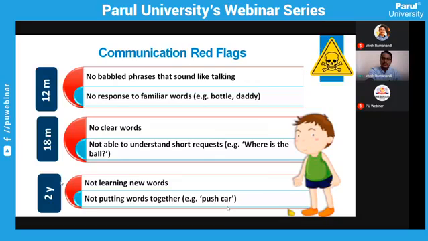At 2 years, the child is not able to learn new words and is not able to put two words together and make small sentences. Push car, pull the cart, drink water. This kind of small sentences. If the child is not able to make them, then it is a red flag.